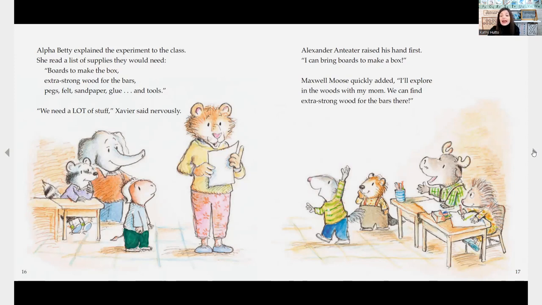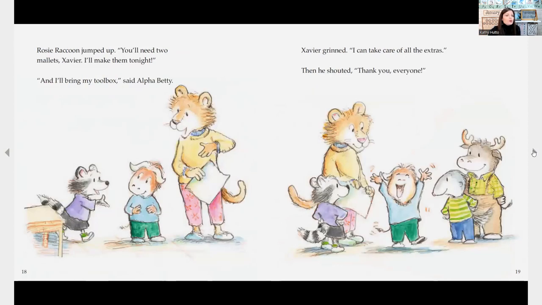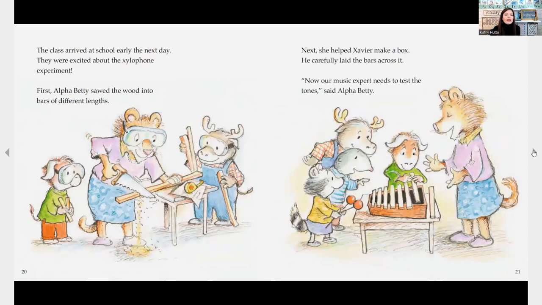Maxwell Moose quickly added, "I'll explore in the woods with my mom. We can find extra strong wood for the bars there." Rosie Raccoon jumped up. "You'll need two mallets, Xavier. I'll make them tonight." "And I'll bring my toolbox," said Alpha Betty. Xavier grinned. "I can take care of all the extras." Then he shouted, "Thank you, everyone."